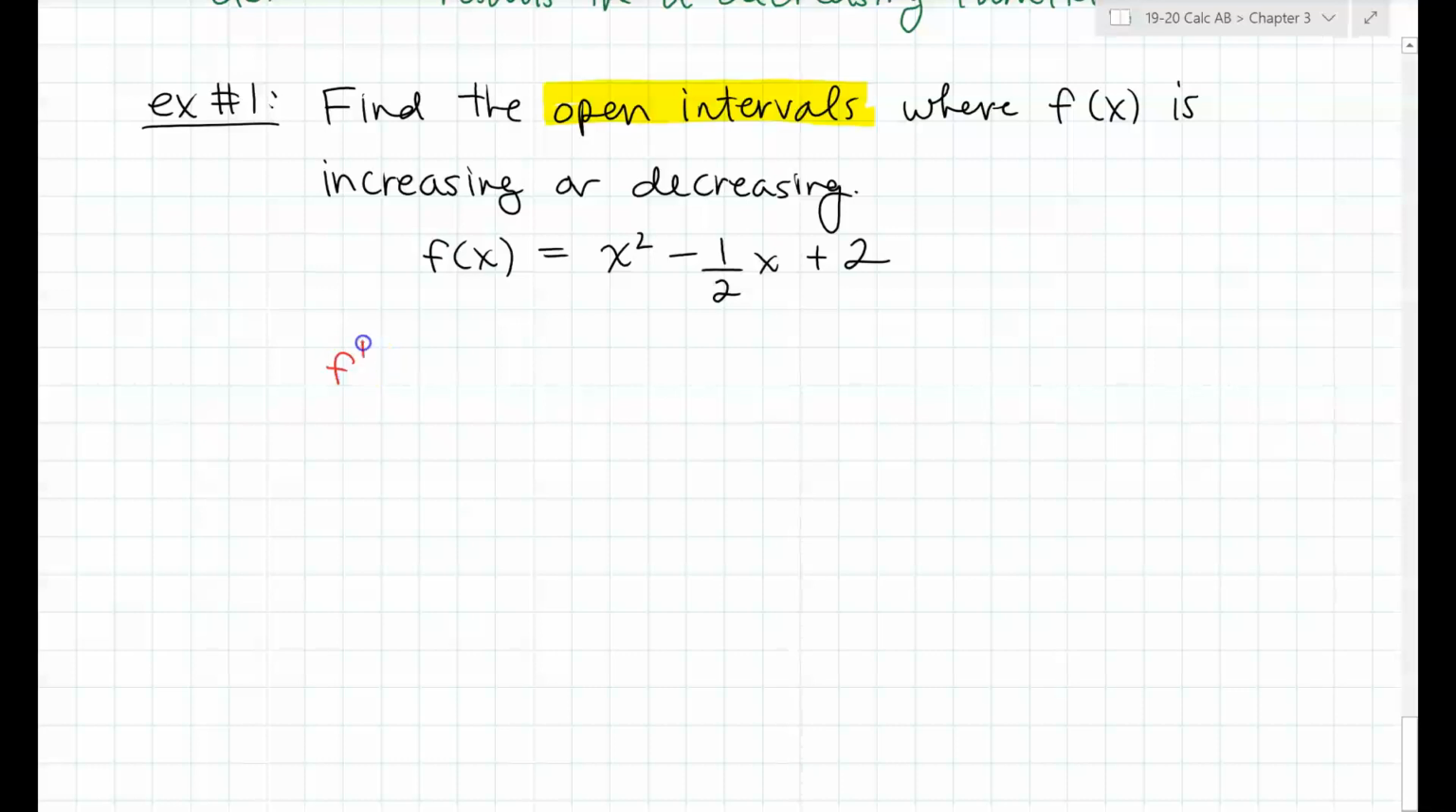So let's take our derivative here. That's what we're supposed to do. That gives us 2x minus half. Now to check to see if something is increasing or decreasing, we are actually going to set the derivative equal to 0. Or you set the denominator equal to 0 to see if you can make it undefined, but this has no denominators that we can set equal to 0, so I'm not even worried about that. Just set the function equal to 0. Okay, so we get that 2x equals half, or that x is a quarter.